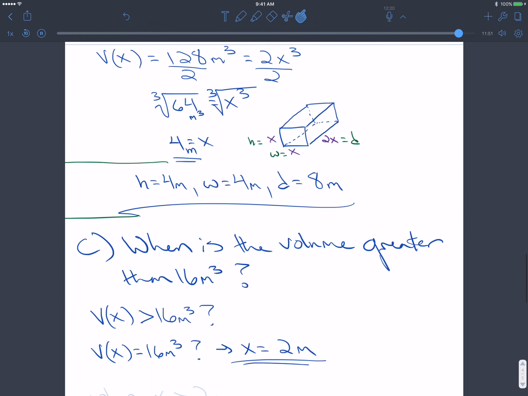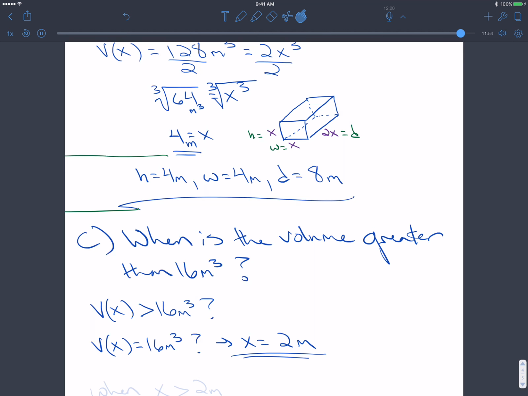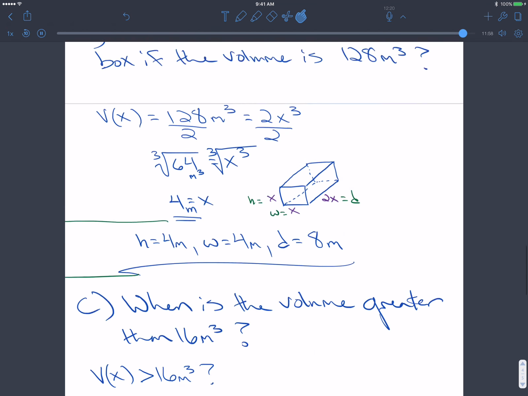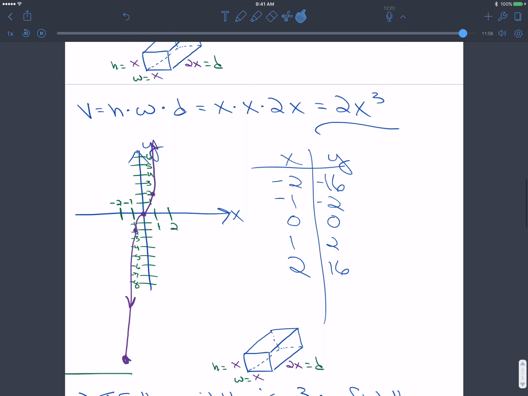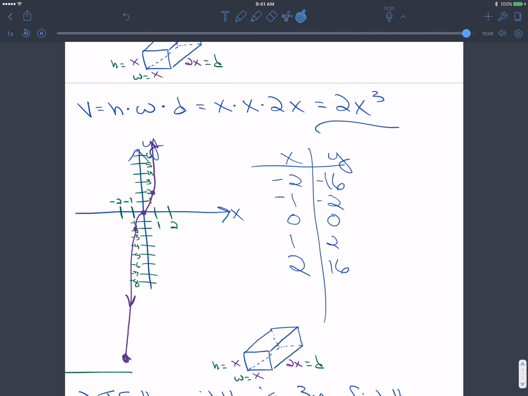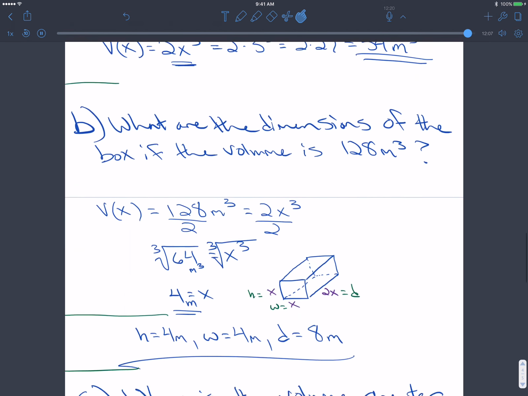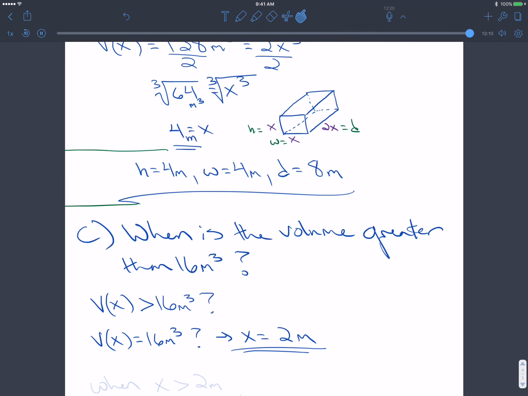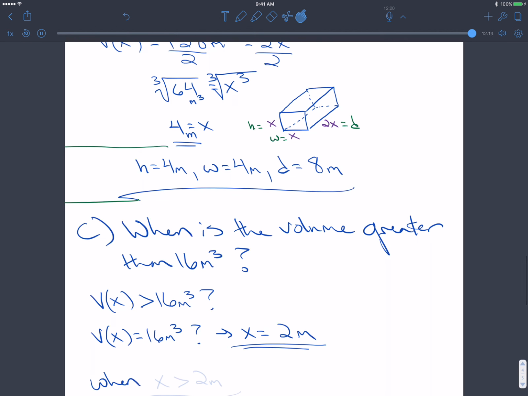Given the shape of the graph, which I'll scroll up, you can see that it only goes up from there. So it's going to be greater than 16 anywhere to the right of x equals 2. So we can define the values for when V of x is greater than 16 to be when x is greater than 2 meters.